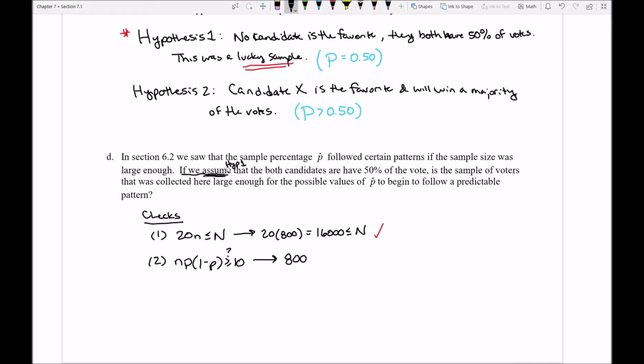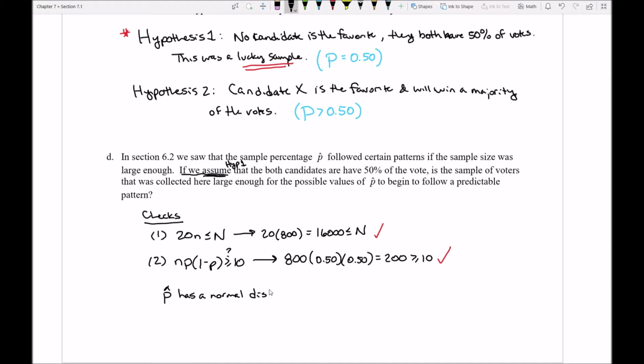And so we're going to be, again, keeping in mind that we're testing hypothesis number 1. We want to see how things will work out if hypothesis 1 is actually the one that's correct. So let's see. How well does this problem work if p is 0.5? Well, if p is 0.5, then 1 minus p is also certainly 0.5, and this is easily going to compute out to just be 200, which of course is certainly greater than or equal to 10.